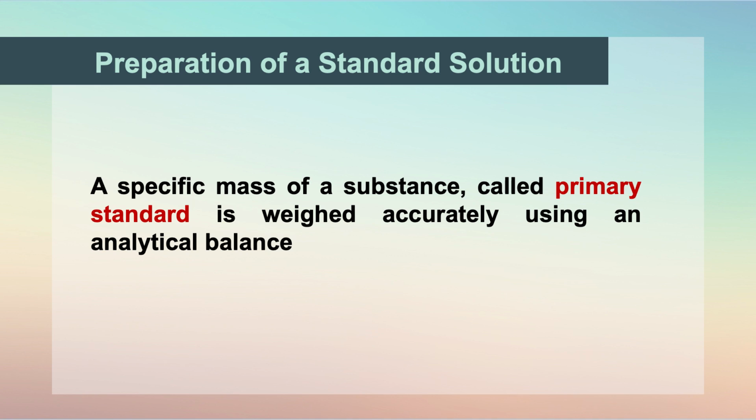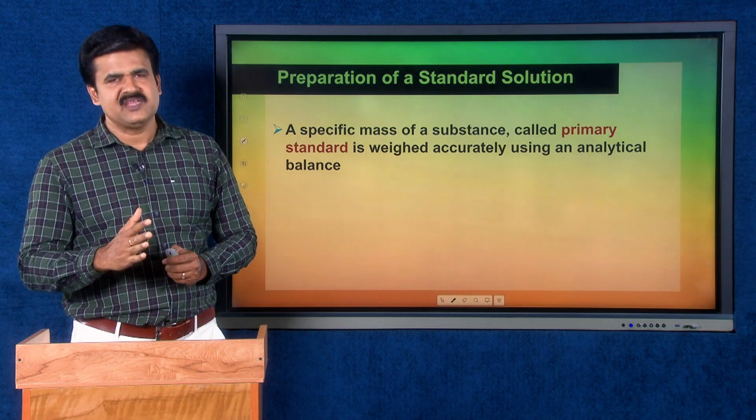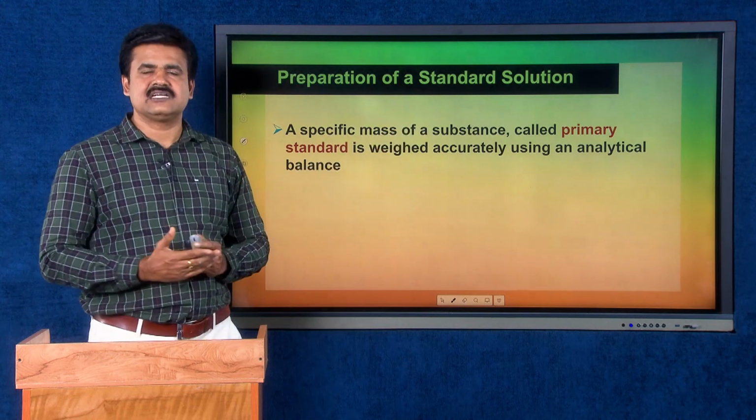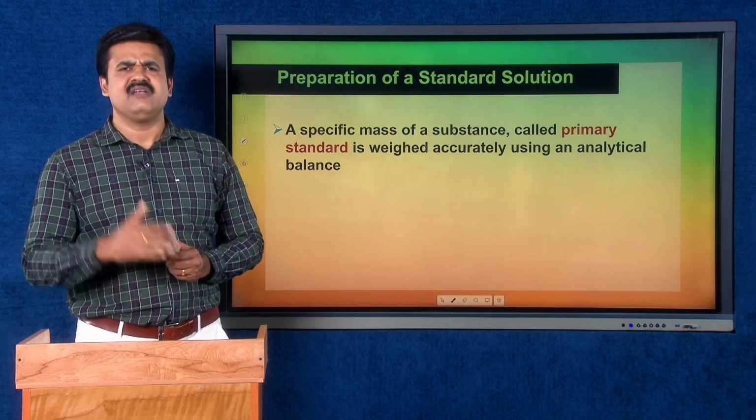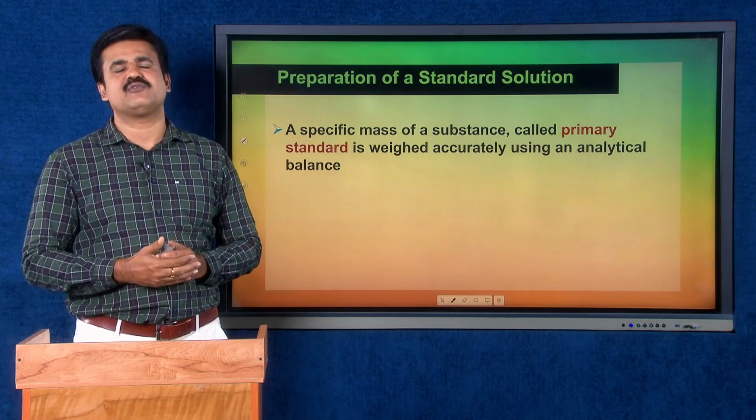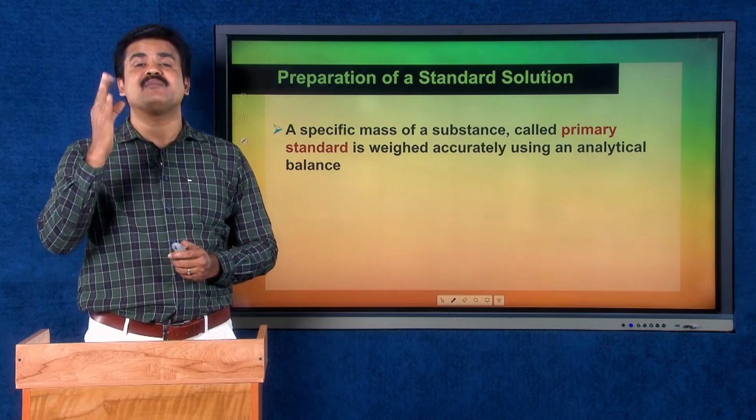We are considering the preparation of a standard solution. In order to prepare a standard solution, we have to proceed systematically like this. A specific mass of a substance, called the primary standard, is weighed accurately using an analytical balance. Here you have to note one important point. You are hearing the term primary standard for the first time. We can study more detail in coming slides. What is a primary standard?